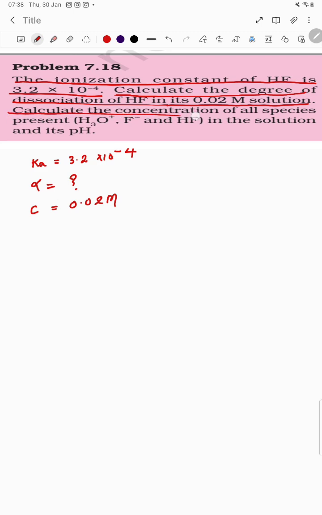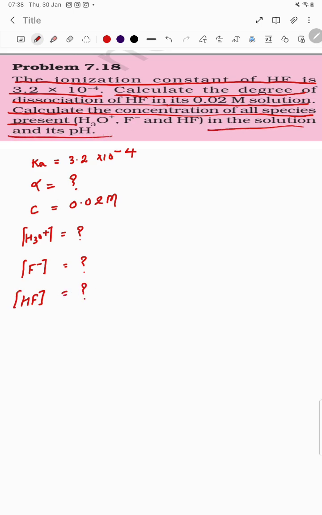Now calculate the concentration of all the species present. They are asking the H3O plus concentration, then the F minus concentration, then the HF concentration. So all the species concentrations are being asked in the solution, and its pH is also asked. So how many things are they asking? Here is the alpha, the concentration of the three things, and also pH. So let's try to solve this one.